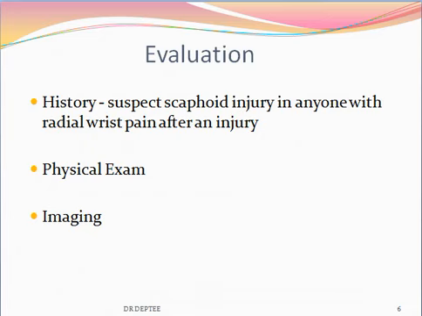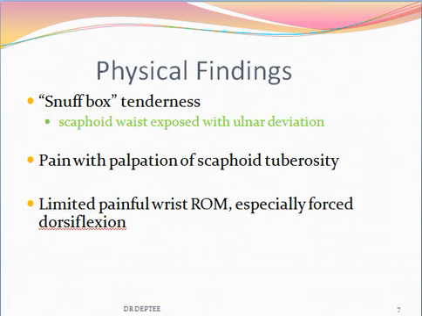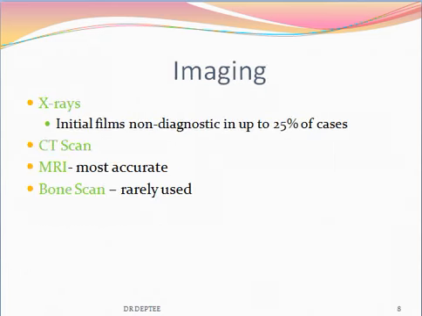Now, evaluation of the fracture. We have to take the history, the mechanism of injury, then do a physical examination, and then X-ray is very important to see which type of fracture it is, and on the basis of type the management will be designed. When we physically evaluate the area, we see there is tenderness over the anatomical snuff box. Pain could be palpated over the scaphoid tuberosity, and there is limited painful range of motion and very severe pain in dorsiflexion. X-ray, CT, MRI or bone scan could be advised to the patient.